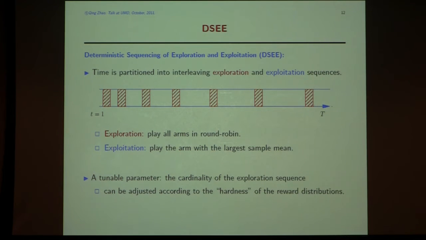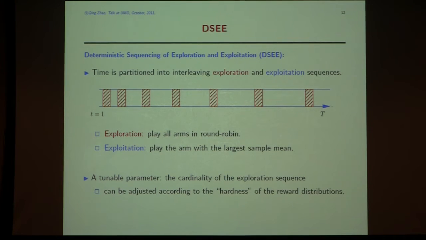So the trade-off between exploration and exploitation is reflected in the cardinality of the exploration sequence. So within a total amount of time, what is the amount of time which is dedicated to the exploration sequence for learning? So this is a tunable parameter I'm talking about. The structure is very simple. We only now need to design this cardinality of the exploration sequence. And this design can be adjusted according to how difficult the underlying model is for us to learn. So that's the essence of the policy.